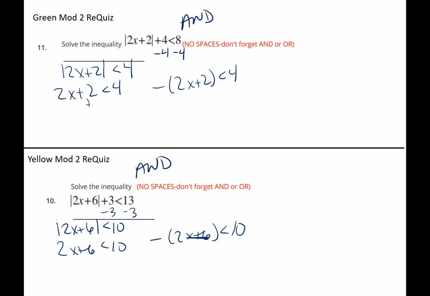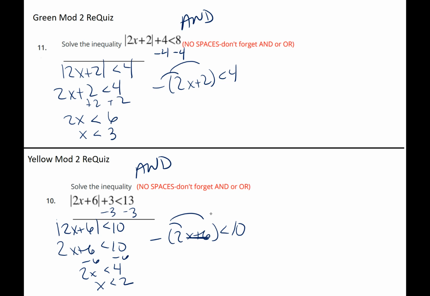All right, we're going to add the 2 here. And on this one, we would subtract the 6. So you've got 2x less than 6, and this one would be 2x less than 4. On both of them, now we're going to divide by 2, so we get x less than 3 and x less than 2.